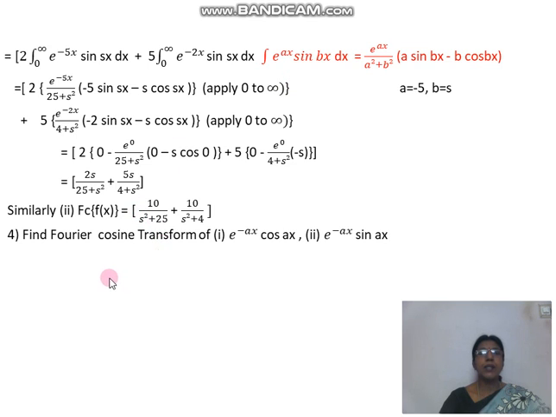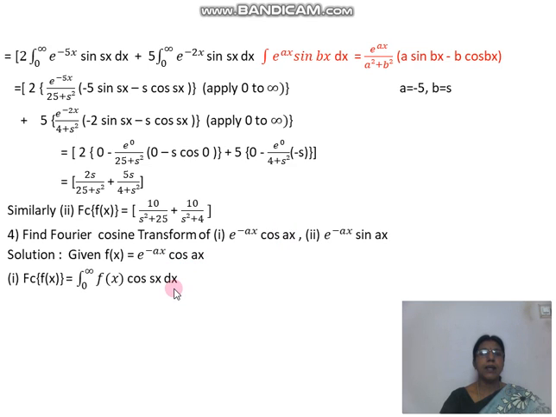The next question: find the Fourier cosine transform of e power minus ax cos sx. Second one, e power minus ax sin ax. See the first problem's solution. Given f of x is e power minus ax cos ax. Now, the Fourier cosine transform of this function f of x.